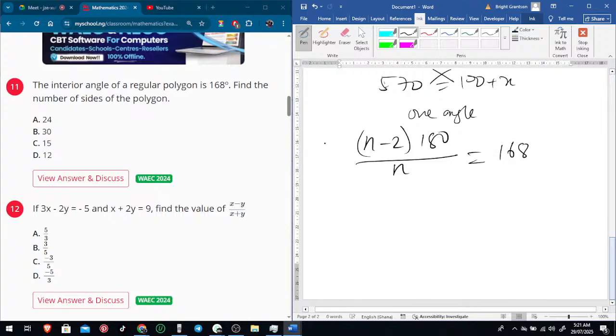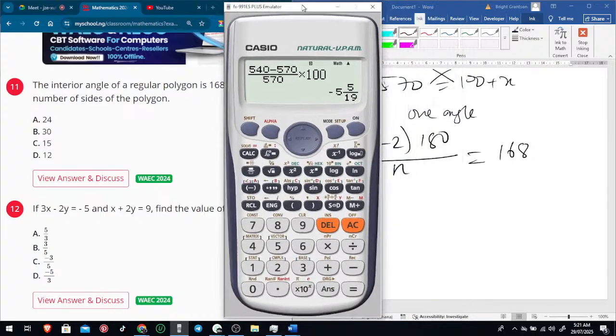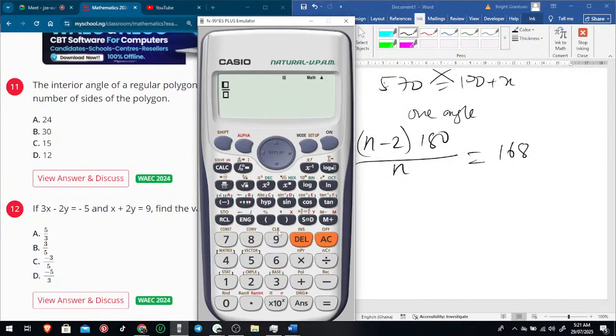Please, do you understand? Yes, sir. So you just write this formula on your calculator and solve for it. So open bracket, x minus 2, times 180, all over x equal to 168. The reason why we are using x is because the calculator can only solve for x. Have we all been able to type this on our calculator? Very well. Very good.